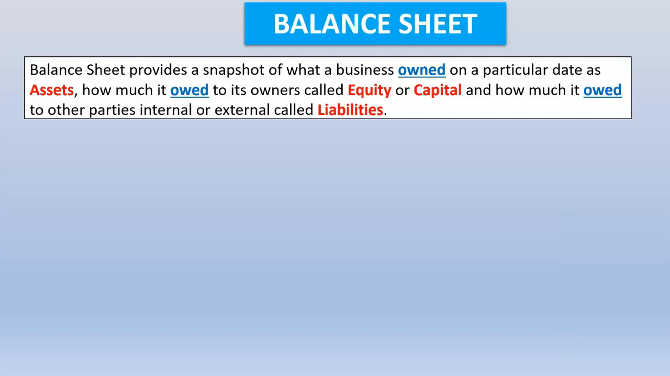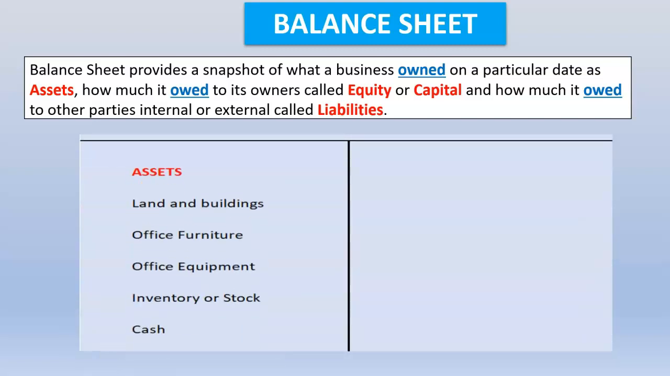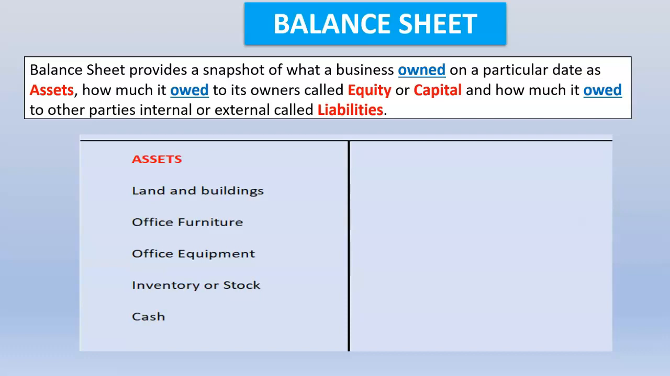Let us draw the balance sheet in T account format. On the left side, we show assets, and on the right side, we show liabilities and equity. What are assets? Assets are the resources or things a business owns and uses in the business. Assets include land, building, office furniture, cash, to name a few. Liabilities are what you owe to others, such as accounts payable, bank loans, etc.